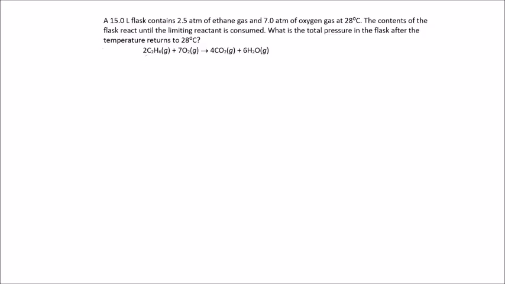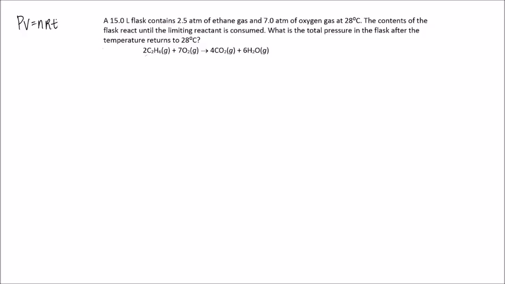Before you start doing this problem, take a moment to review the ideal gas law and familiarize yourself with the units that are used and just the general equation itself. So I'm just going to write it down over here. PV equals nRT, where P is pressure, V is volume, n is number of moles, R is 0.0821, the universal gas constant, and T is temperature measured in Kelvin.